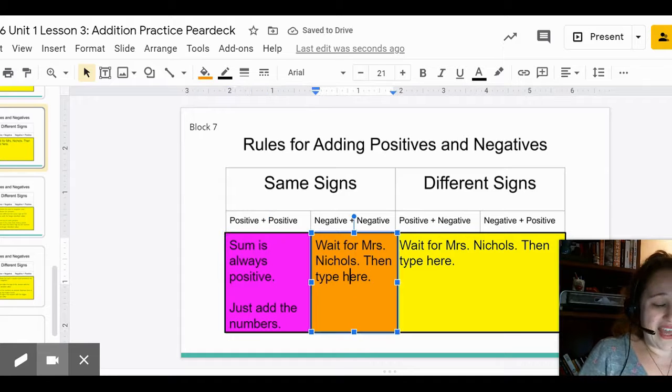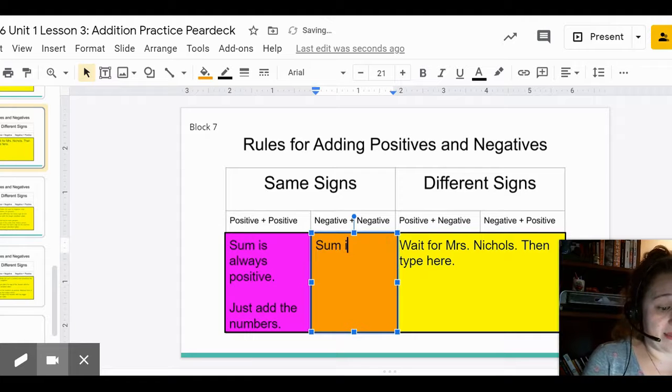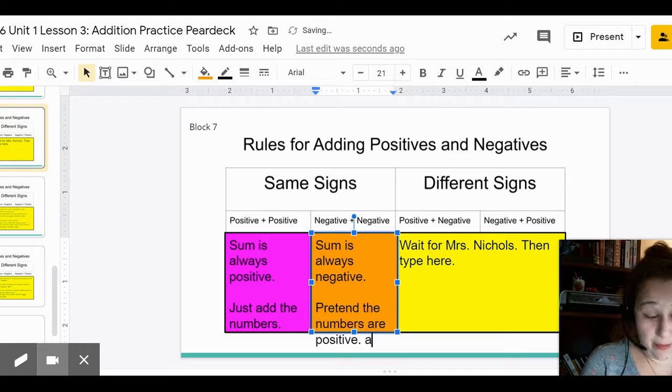Okay. When we had two negative numbers, we still kind of used that same strategy. This time, the sum is always negative. And we're still going to use the same strategy. We're going to pretend the numbers are positive and then add the numbers and then write a negative sign in front of our sum.